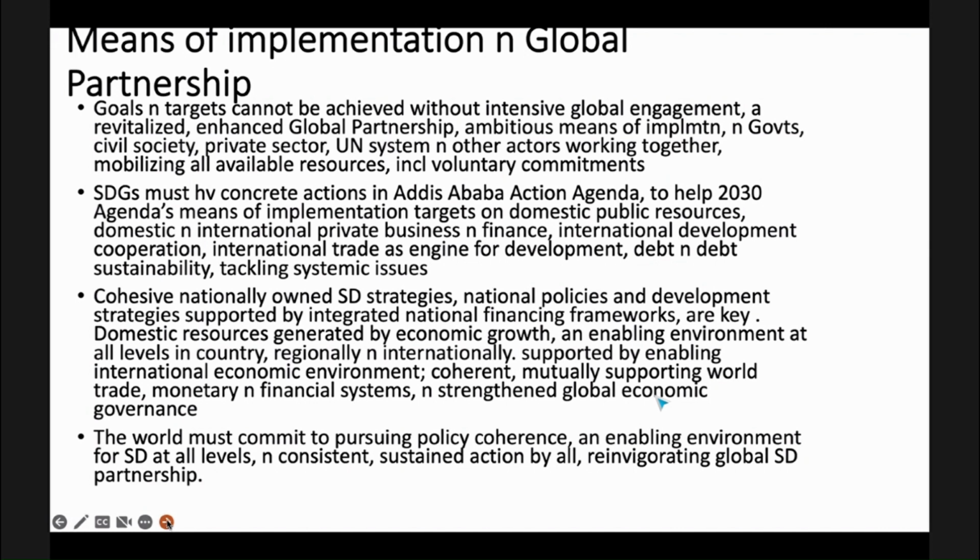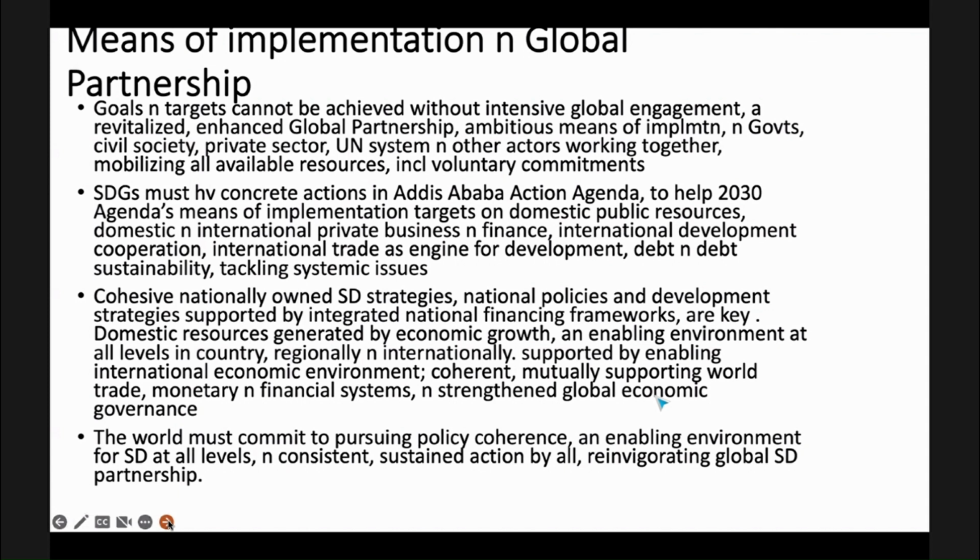But we cannot achieve SDGs, and now particularly with COVID, we have been set back, so we need to accelerate action without intensive global engagement. We need a revitalized global partnership, ambitious and now even more ambitious means of implementation, and all partners working together, including voluntary actions. SDGs must help the Addis Ababa Action Agenda. There is money to be mobilized domestically from public resources, from private business, both domestic and international, from international development cooperation, international trade for the SDGs, reducing debt and tackling debt sustainability, including eliminating it, and tackling systemic issues.